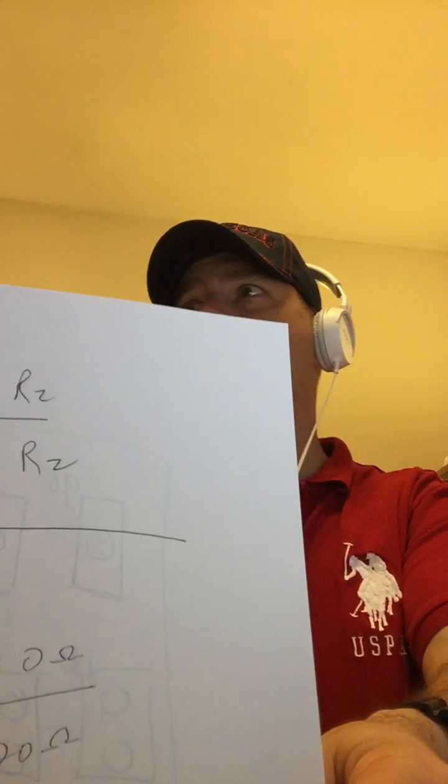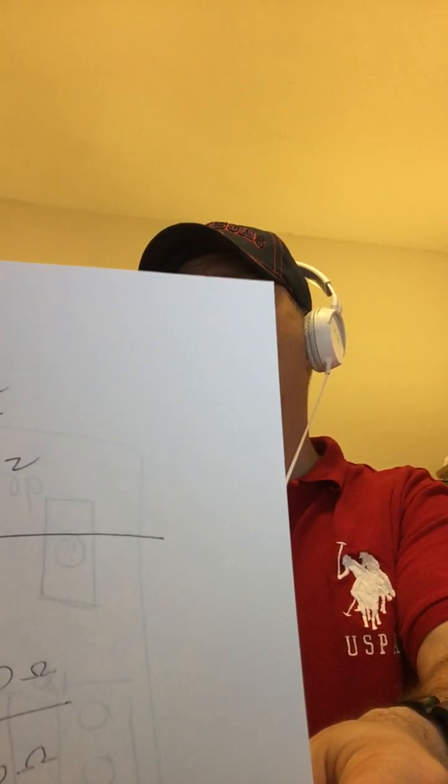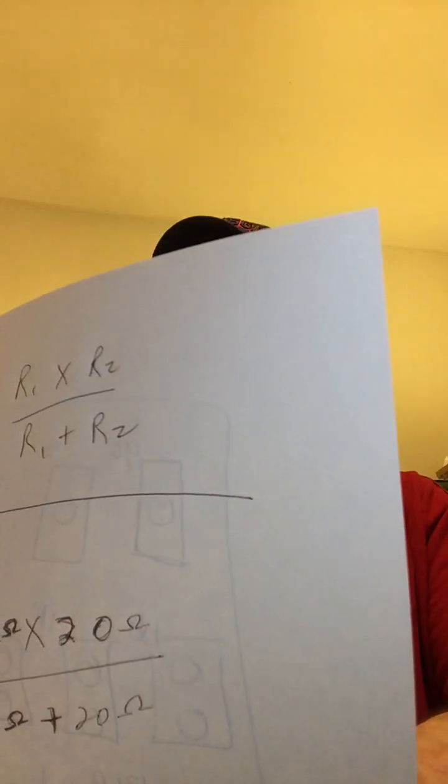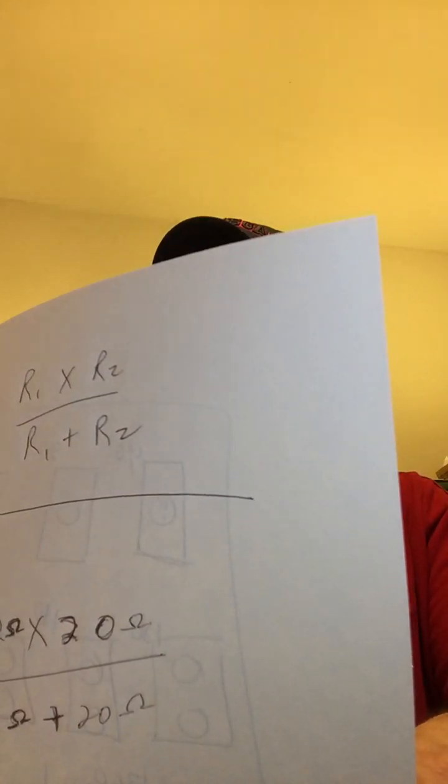It's 12 ohms times 20 ohms divided by 12 ohms plus 20 ohms. 12 ohms times 20 ohms. And then, what's the bottom line? 12 ohms plus 20 ohms. I wrote that a little bit better. Maybe that helps some.